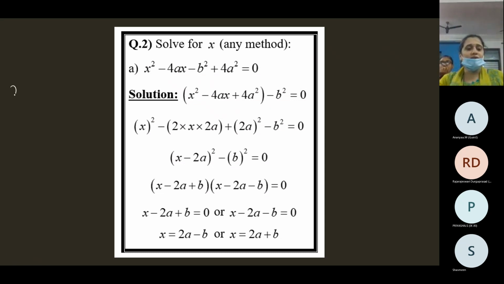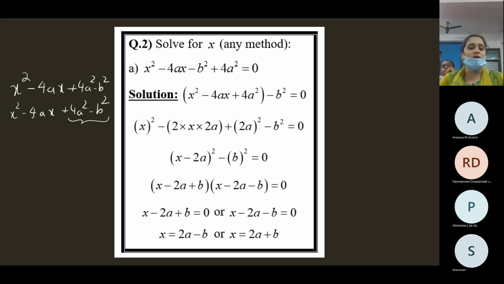See here, then you have to write it as x square minus 4ax plus 4a square minus b square. All right, so x square minus 4ax, and this 4a square minus b square is the constant, or the product. What's the sum? Minus 4a.